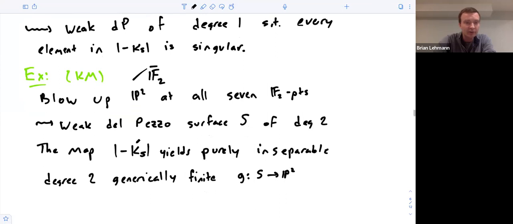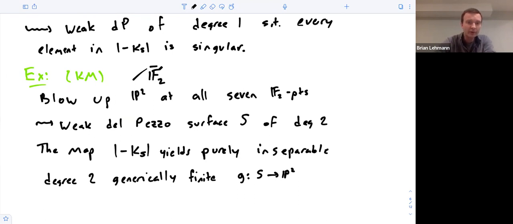Okay, here's another similar example. I think this example was first considered by Keel and McKernan, and many other authors have considered it since. It's a good example of a pathological weak Del Pezzo surface. It's pathological in many different ways, and here's one of them.